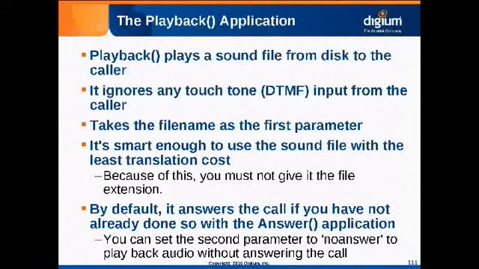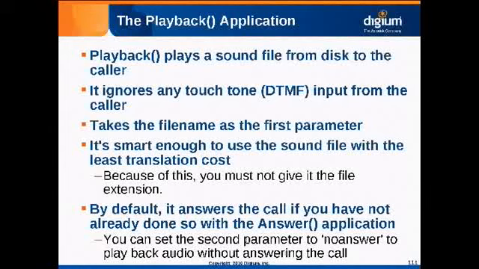So what you pass is the parameter to this playback application. The first parameter is the name of the sound file that you want to play, but you leave off the file extension. And the reason why you leave off the file extension is, you remember when I did that core show translation earlier and it showed the different codecs and which ones were the easiest to transcode?